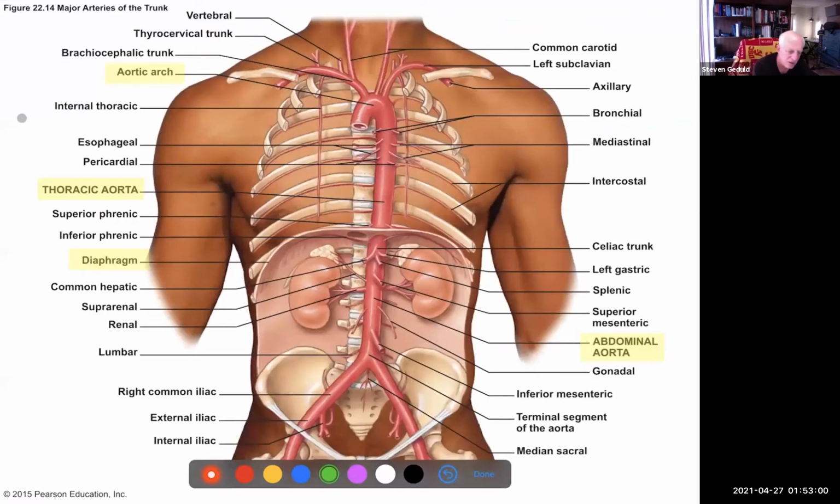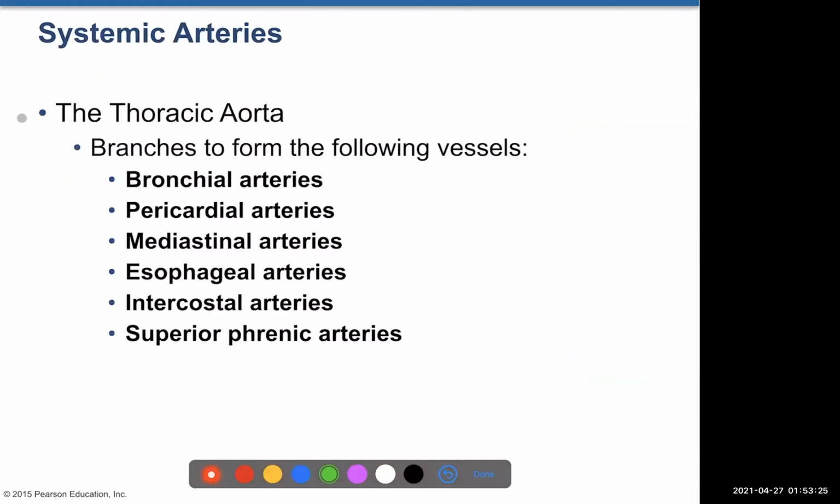So here's your aortic arch coming up, and it comes up. Here's your left ventricle where it would be up here, aortic arch, it starts to come down. There's your descending aorta. This is a thoracic aorta. Here's your diaphragm. Once it passes the diaphragm, it becomes the abdominal aorta. Okay, so far so good? Yes. All right, cool.